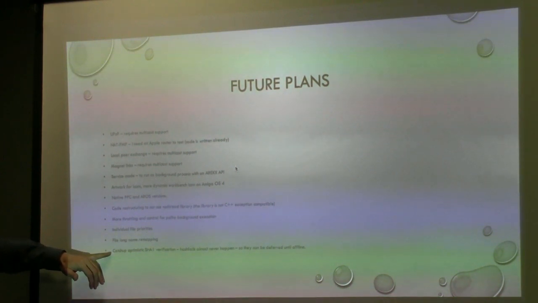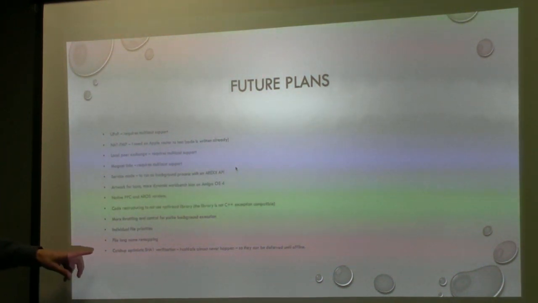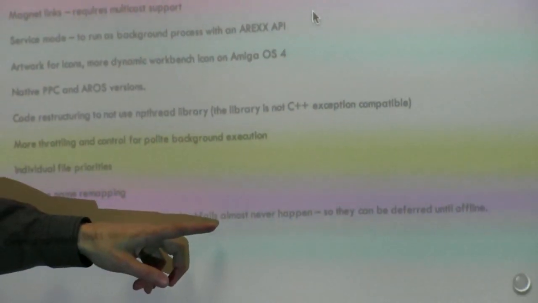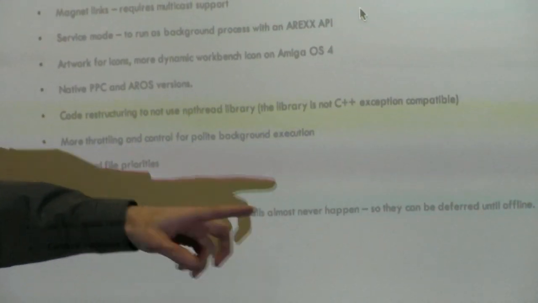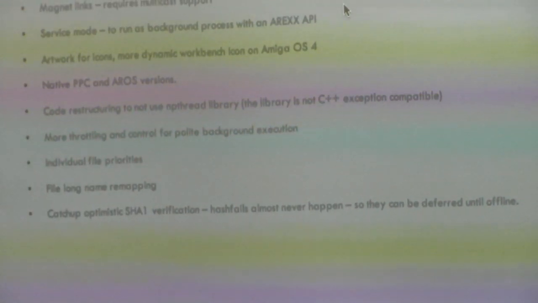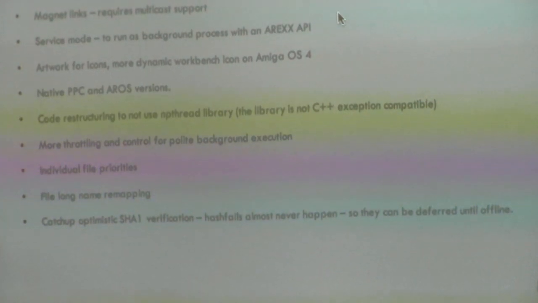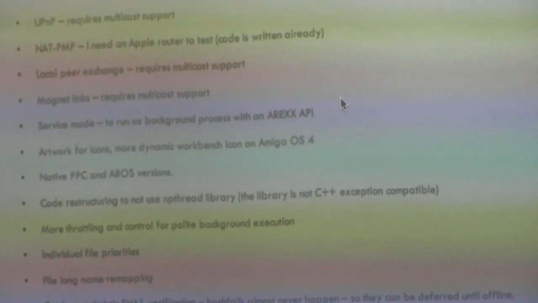Yeah, so you probably can't read that line. But it says, I had this idea for a catch-up optimistic SHA-1 verification because hash fails almost never happen. So I was thinking they can just be deferred until later. Yeah, you're right. I didn't see that. This is exactly what I was thinking. It's tested, wild west here. You're on an Amiga, you just don't do the SHA-1 hash. Well, the thing is, it almost never fails. I've never seen it fail. So since I've never seen it fail, that means it basically almost never fails. So I can just pretend that it passed without checking.